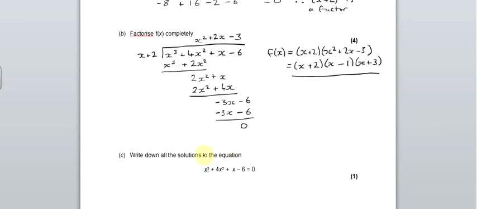And now we get an extra mark for writing down all the solutions to this equation when it equals 0. Now that's really important because this whole pulling the numbers out of the brackets only works if it's 0. So our three solutions are x could equal negative 2, or x could equal 1, or x could equal negative 3. And that's it.